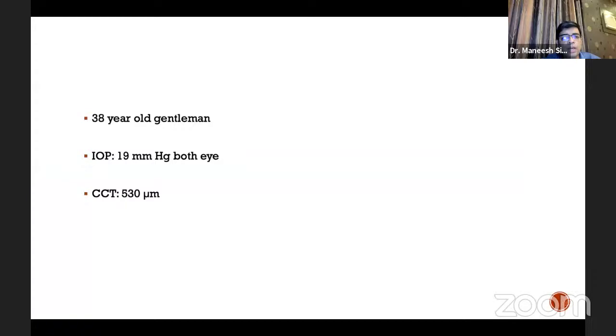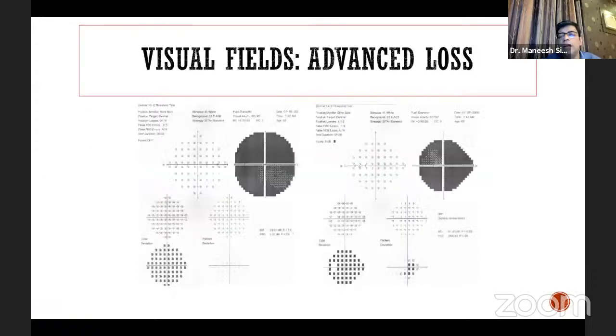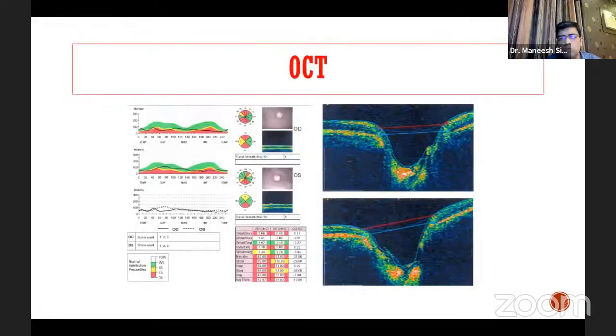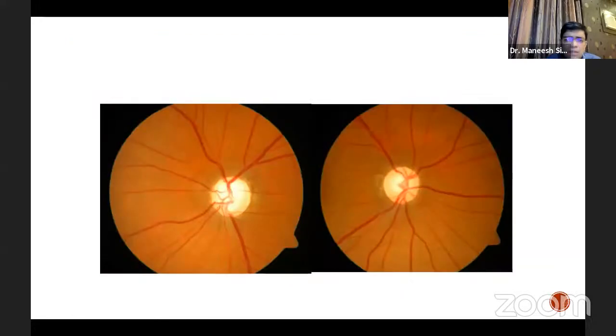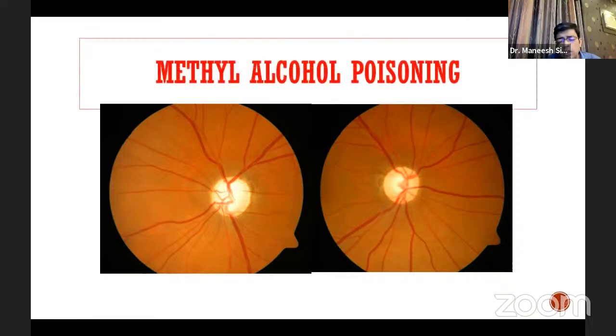I'll just share one more case. This is a young patient who was already on anti-glaucoma medication with very advanced field loss. He had an OCT done also, which showed gross thinning everywhere. But when we saw the disc, it was advanced cupping in one eye, and the other eye 0.6 to 0.7 cupping. But it was more of a pallor rather than cupping. And actually, when we took the history, this was a case of methyl alcohol poisoning.